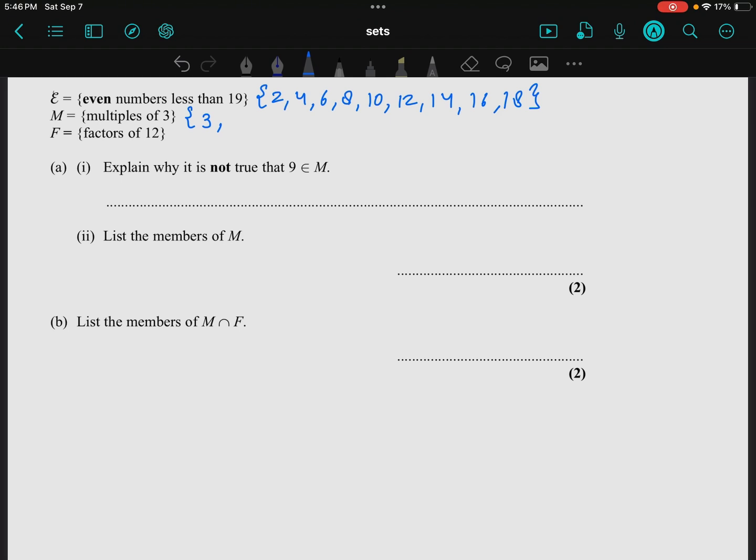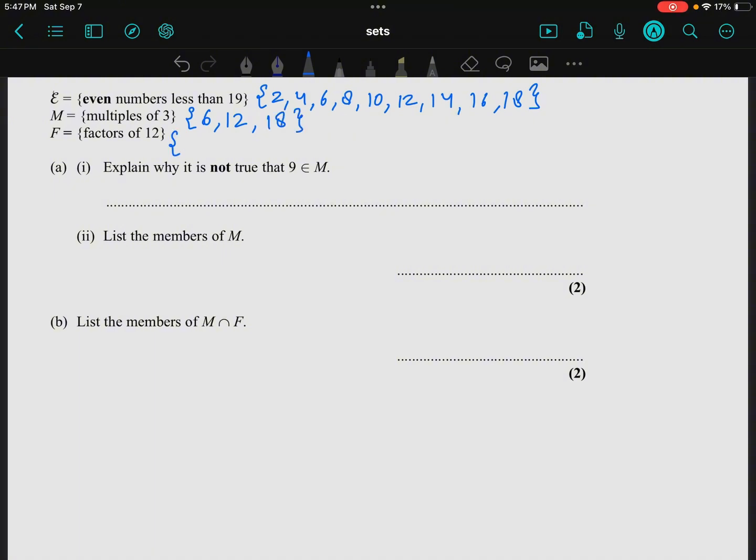So 3 2s are 6. Since the universal set here has only even numbers, the rest of the sets will comply with the universal set. So we will write only the multiples of 3 which are even. 3 1s are 3, we will not take. 3 2s are 6. Then 3 3s are 9, we will not take. Then 3 4s are 12. 3 5s are 15, we are not taking. 3 6s are 18, we will take.